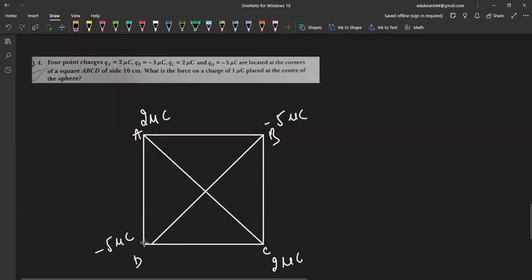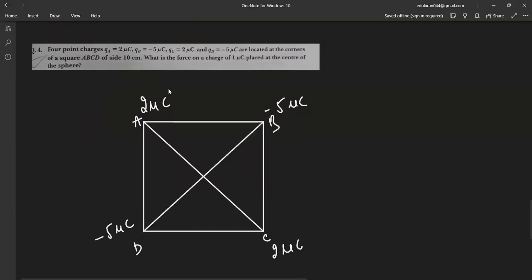Now, the side of the square is 10 centimeters here also. So all these sides are 10 centimeters. See, Tari, what is the force on a charge of 1 coulomb which is placed at the center of the square? Whatever be the value of the charge, here the charge that is kept is 1 coulomb.